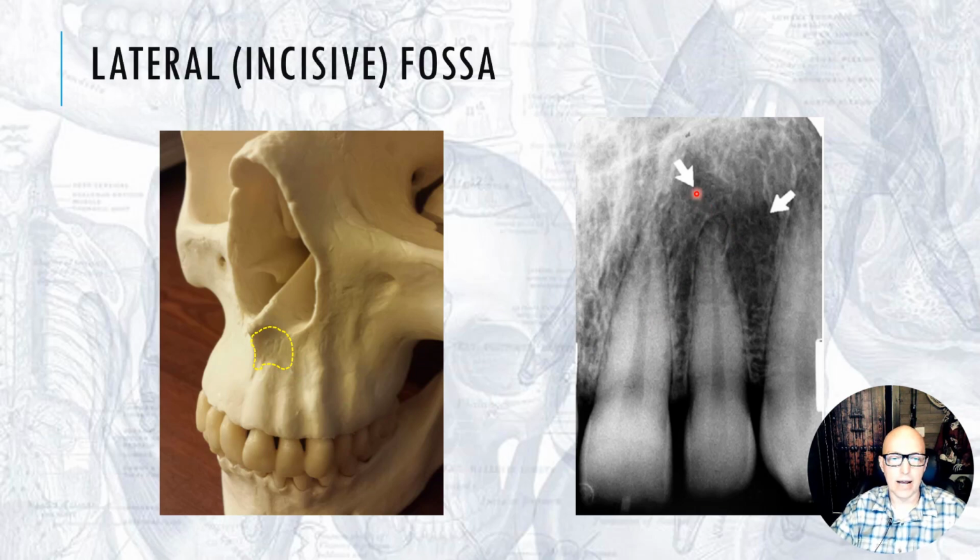And so we'll just call that the lateral or incisive fossa. A fossa just means a depression in the bone. It creates a radiolucent appearance because, having a depression, there's less bone thickness there.